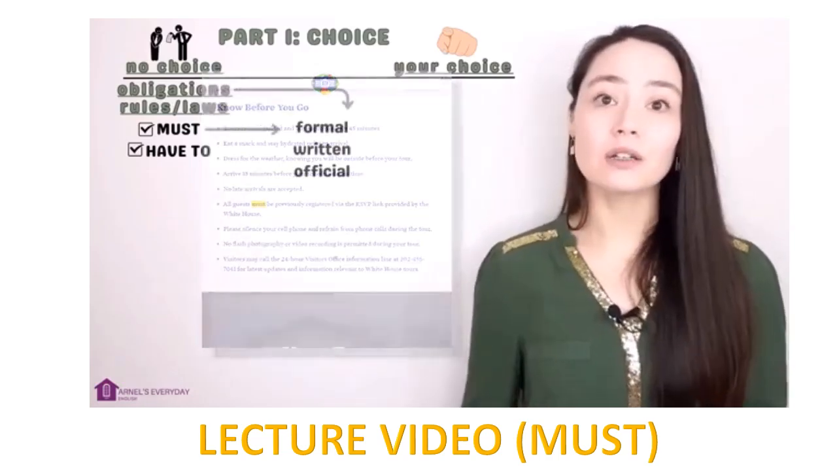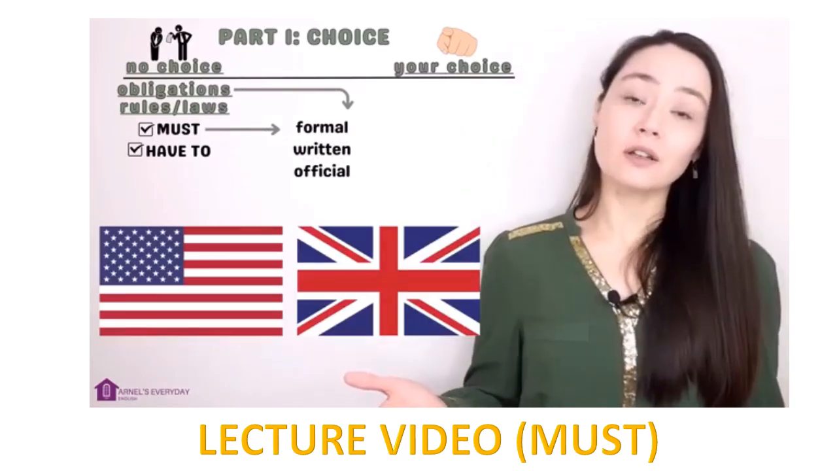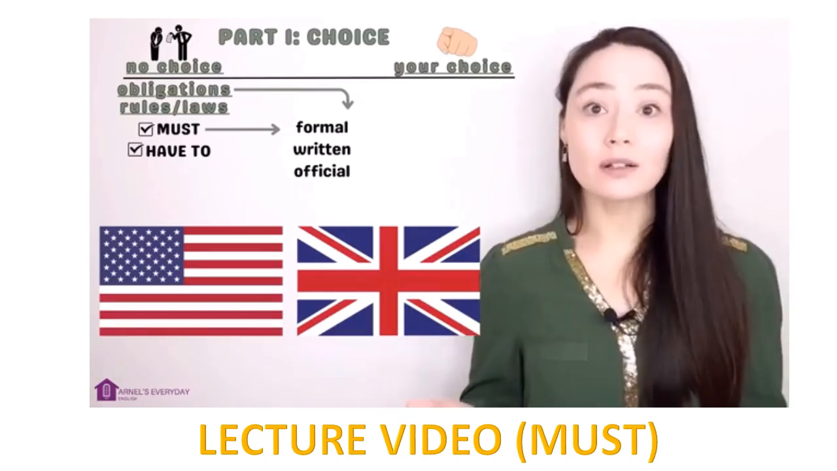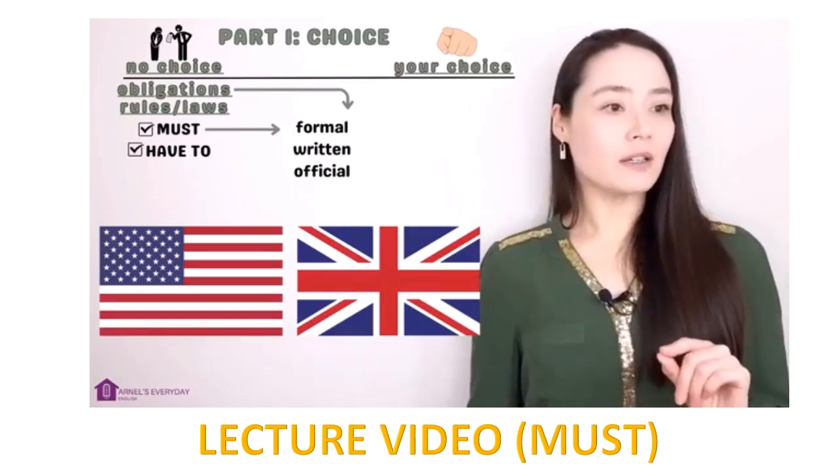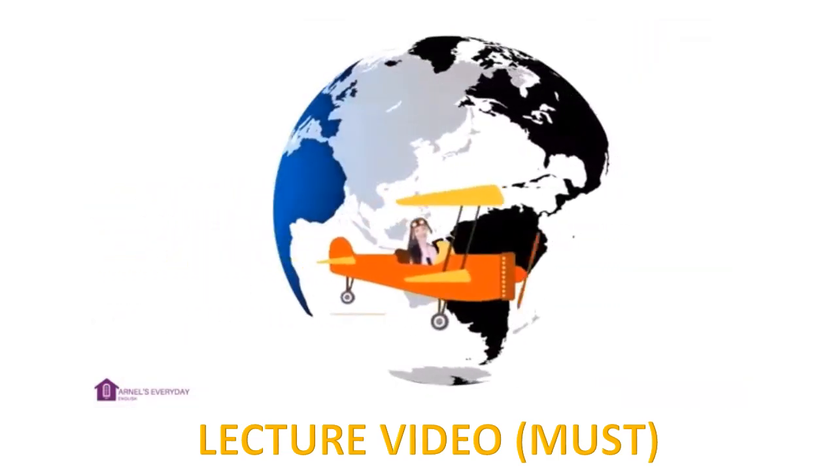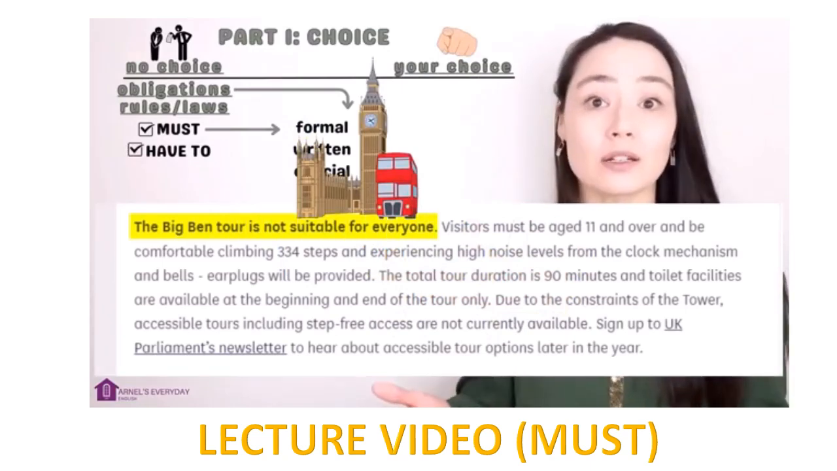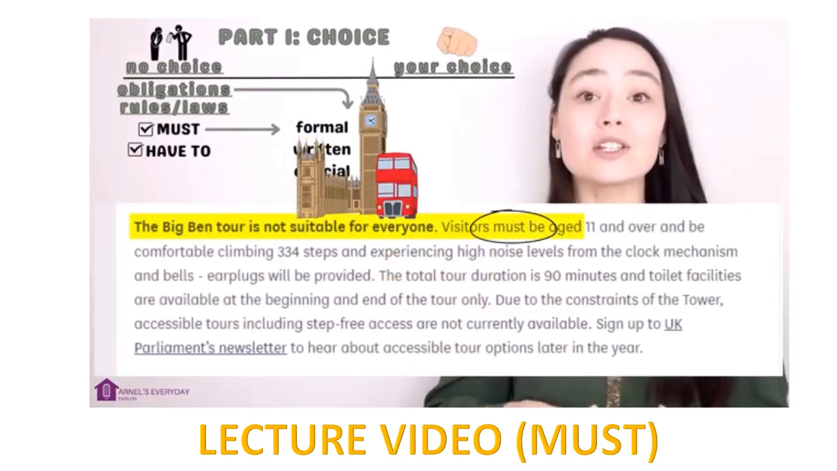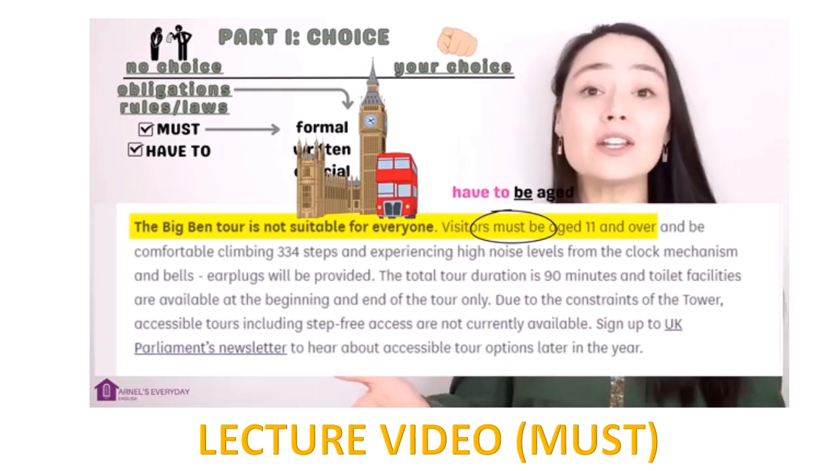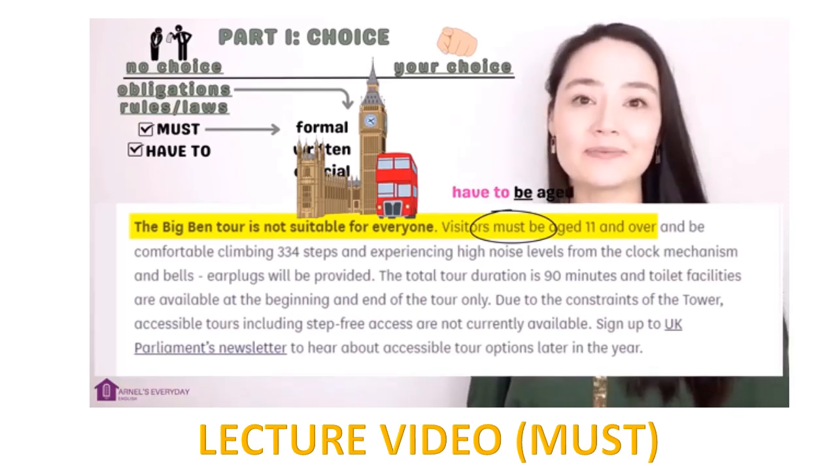Here's a common question. Is this American English or British English? Both must and have to are common everywhere. Let's say you want to visit Big Ben in London. The Big Ben tour is not suitable for everyone. Visitors must be aged 11 and over. Visitors have to be aged 11 and over? Perfectly correct, but again, this is written.